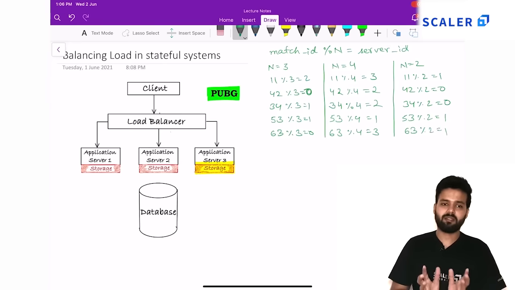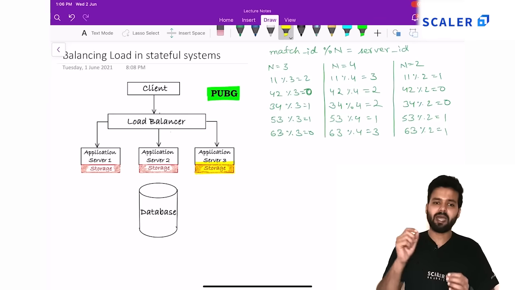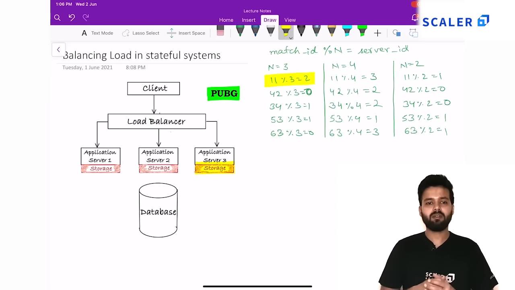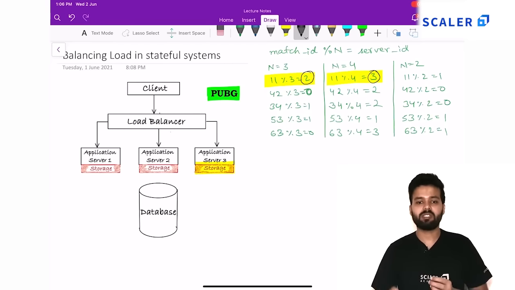Now what is happening here? Let's consider the first case. If the match ID is equal to 11, which was getting routed to server 2 when we had 3 servers, it will now be routed to server 3 when we add a new instance.